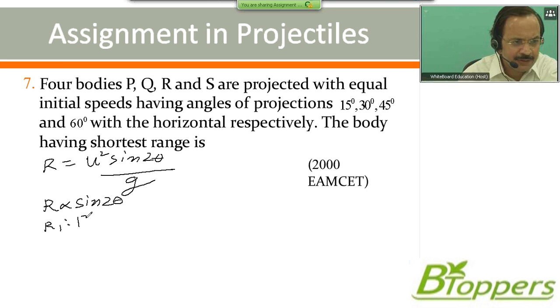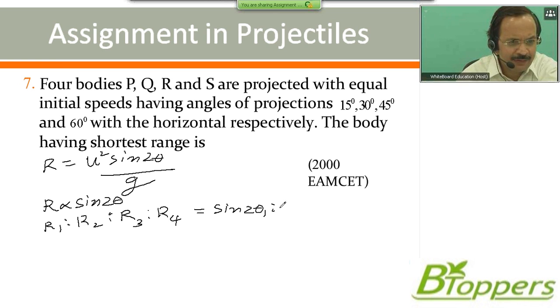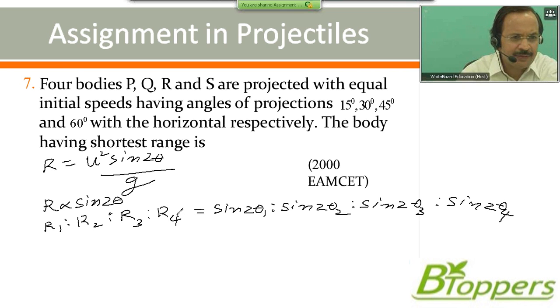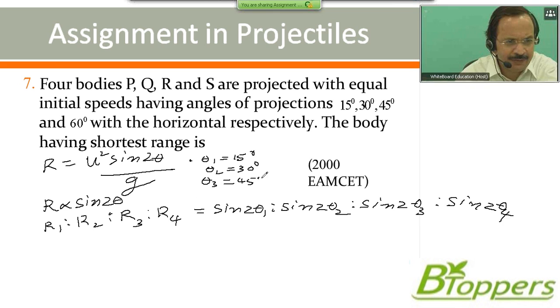Suppose R1, R2, R3 and R4 denote the horizontal ranges for the four bodies P, Q, R, S. Then for a given initial speed of projection, R1 is to R2 is to R3 is to R4 equals sine 2 theta 1 is to sine 2 theta 2 is to sine 2 theta 3 is to sine 2 theta 4. Theta 1 is the angle of projection for the first body, which is 15 degrees. Theta 2 for the second body is 30 degrees. Theta 3 for the third body is 45 degrees. Theta 4 is 60 degrees.